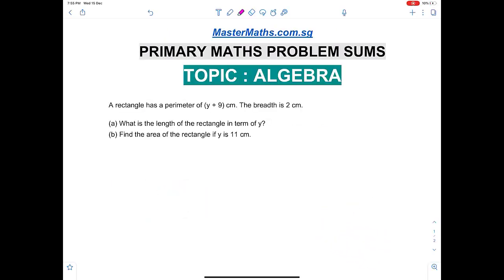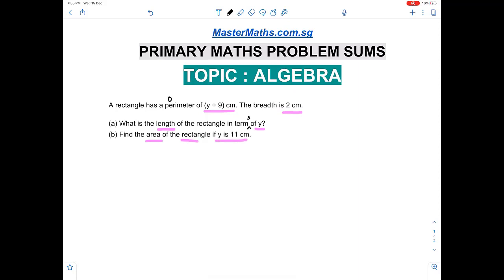A rectangle has a perimeter of y plus 9 cm. The breadth is 2 cm. What is the length of the rectangle in terms of y? That should be an S here. Find the area of the rectangle if y is 11 cm.